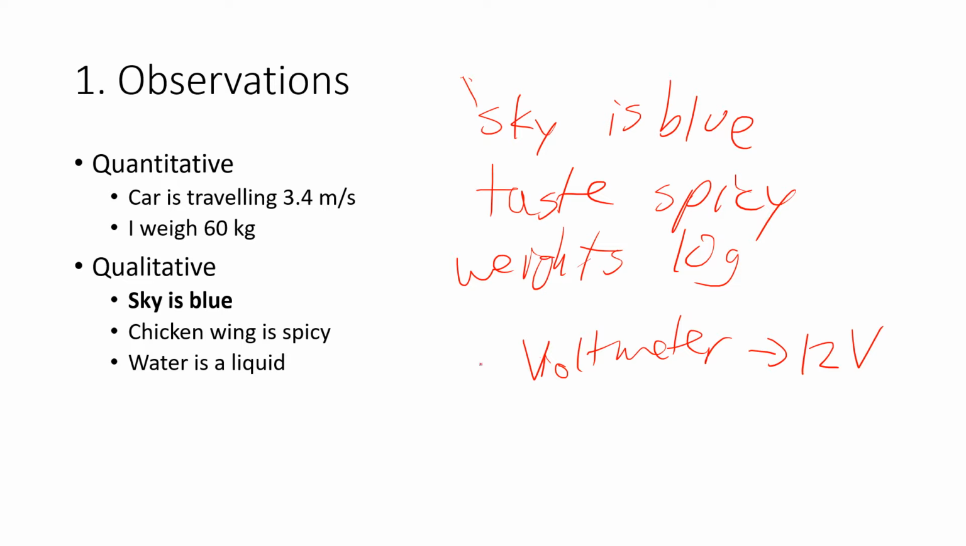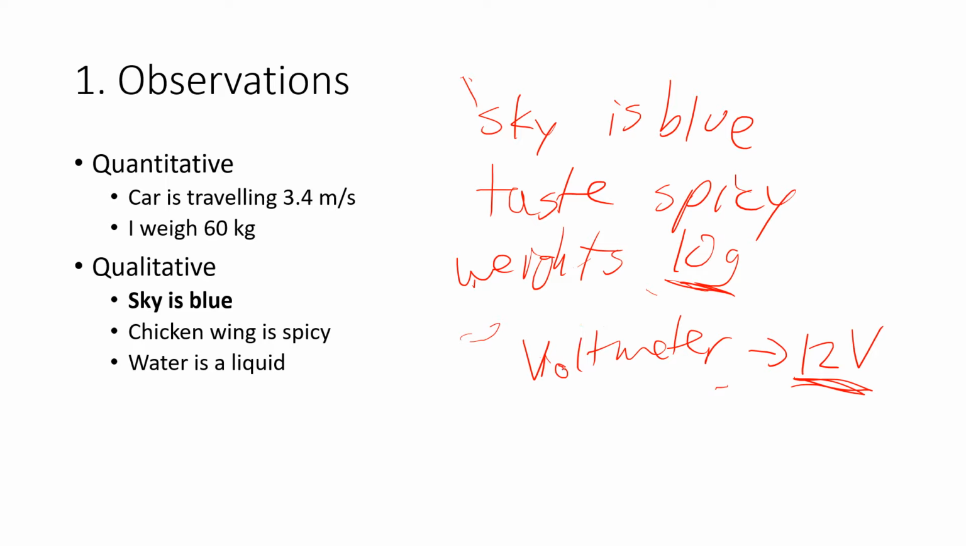Now, there are 2 types of observations. You have quantitative and qualitative. Quantitative observations are ones that involve numbers. So, for example, this weight measurement and this voltmeter measurement would both be quantitative observations, okay? Another example would be a car traveling 3.4 meters per second. Those would be quantitative observations.